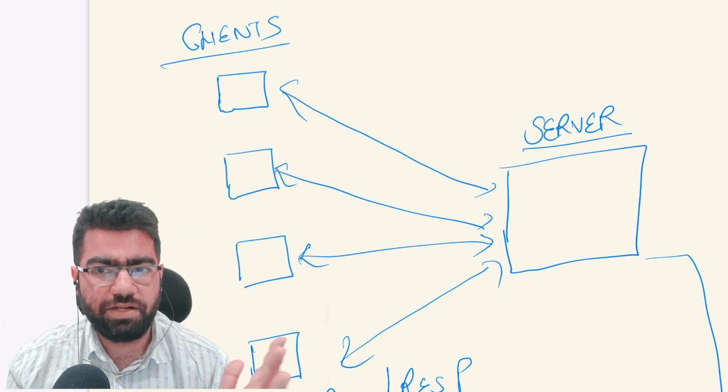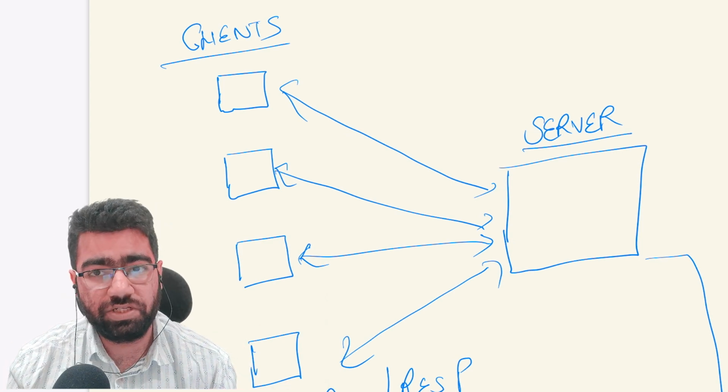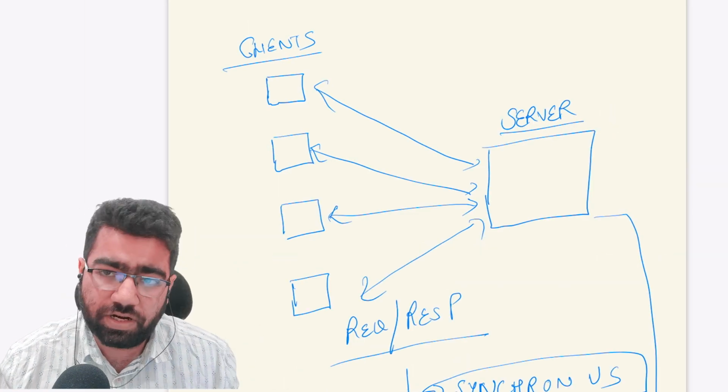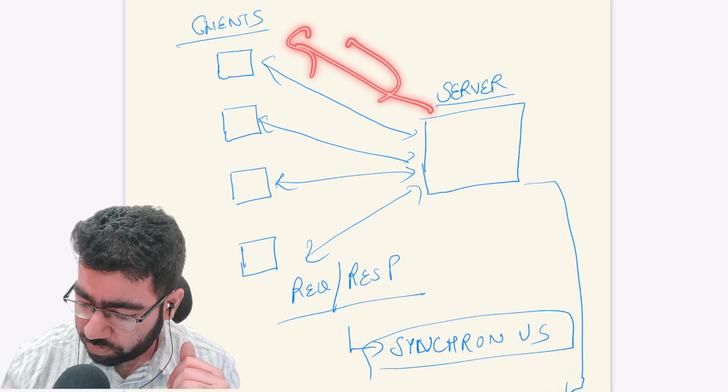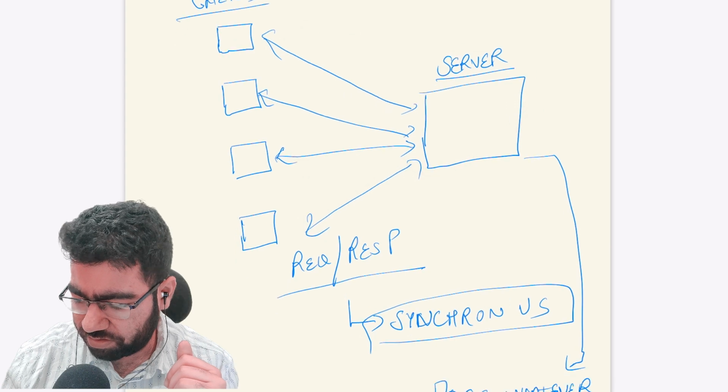So we will understand this with the help of an example. We are talking about asynchronous processing. Generally, the model is that we have a client, we have a server, and we simply make a call to the server, and we get the response back. So this is a synchronous API call.